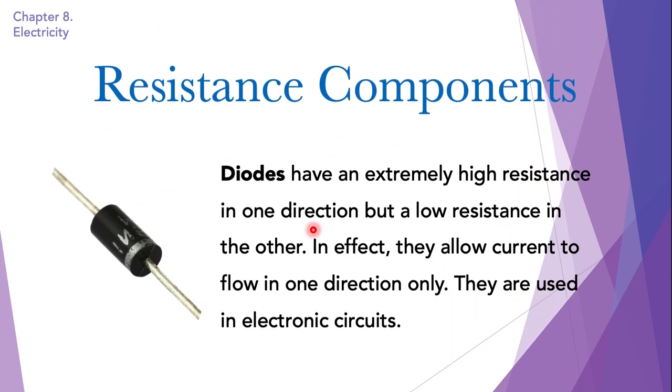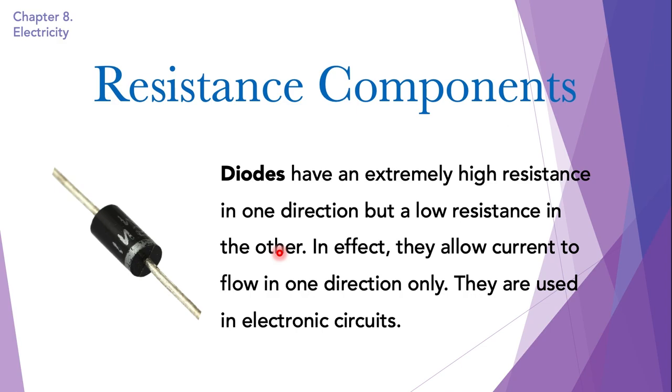So the diodes are used to allow current to flow in one direction only. Diodes have extremely high resistance in one direction but a low resistance in the other. So in effect, they allow current to flow in one direction only. They are used in electronic circuits. They make the current flow in one direction, and that is basically the direction where the resistance is low rather than the other direction where the resistance is high. So the current flows in the direction where there is a low resistance of the diode.